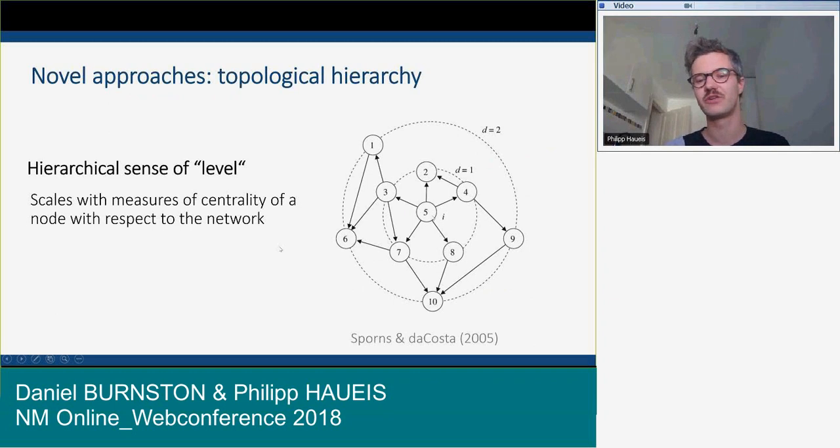If I pick out a reference node, I can ask how many connections, or how many nodes, do I have to pass to get, for instance, from 5 to 1. If I have to pass 2, there's a difference in hierarchical level of 2 between these, and there's a distance of 1 if there's only 1 connection in between. And that will be one operationalization of hierarchical level in terms of distance of degree.